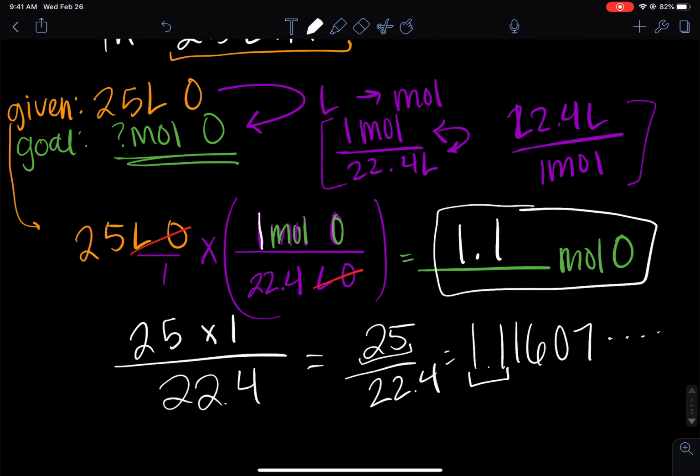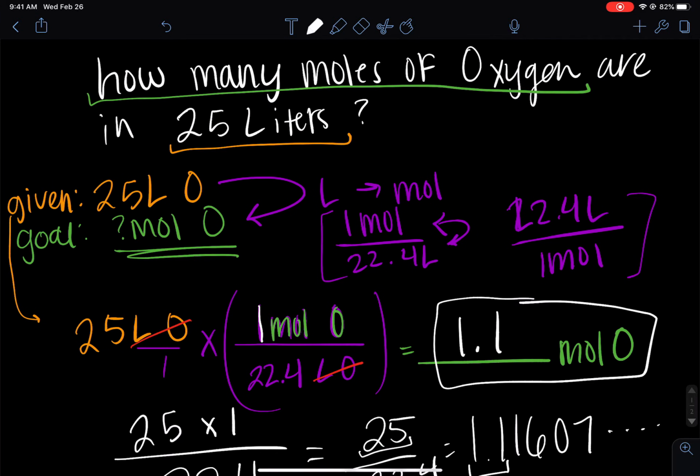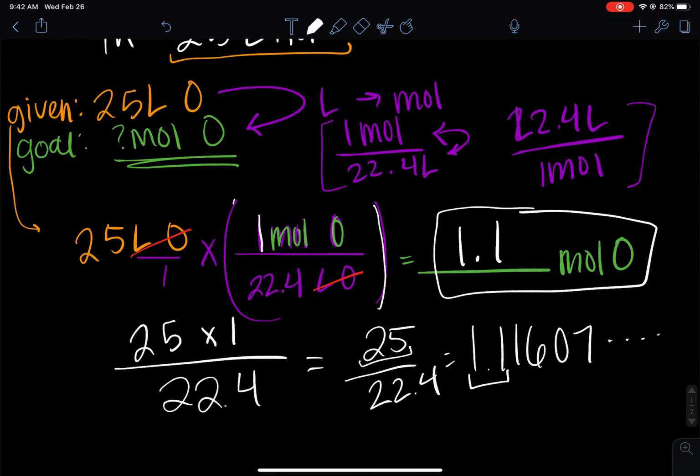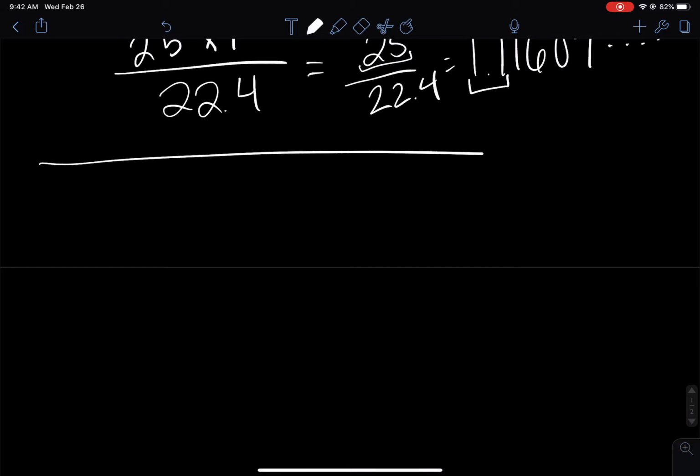Okay, I could also go the opposite direction. So I could have asked you for how many liters are in a certain amount of moles, and all you would have done is just flipped this conversion factor because you would want liters, so you would want liters on top. Okay, so that's how you do that.